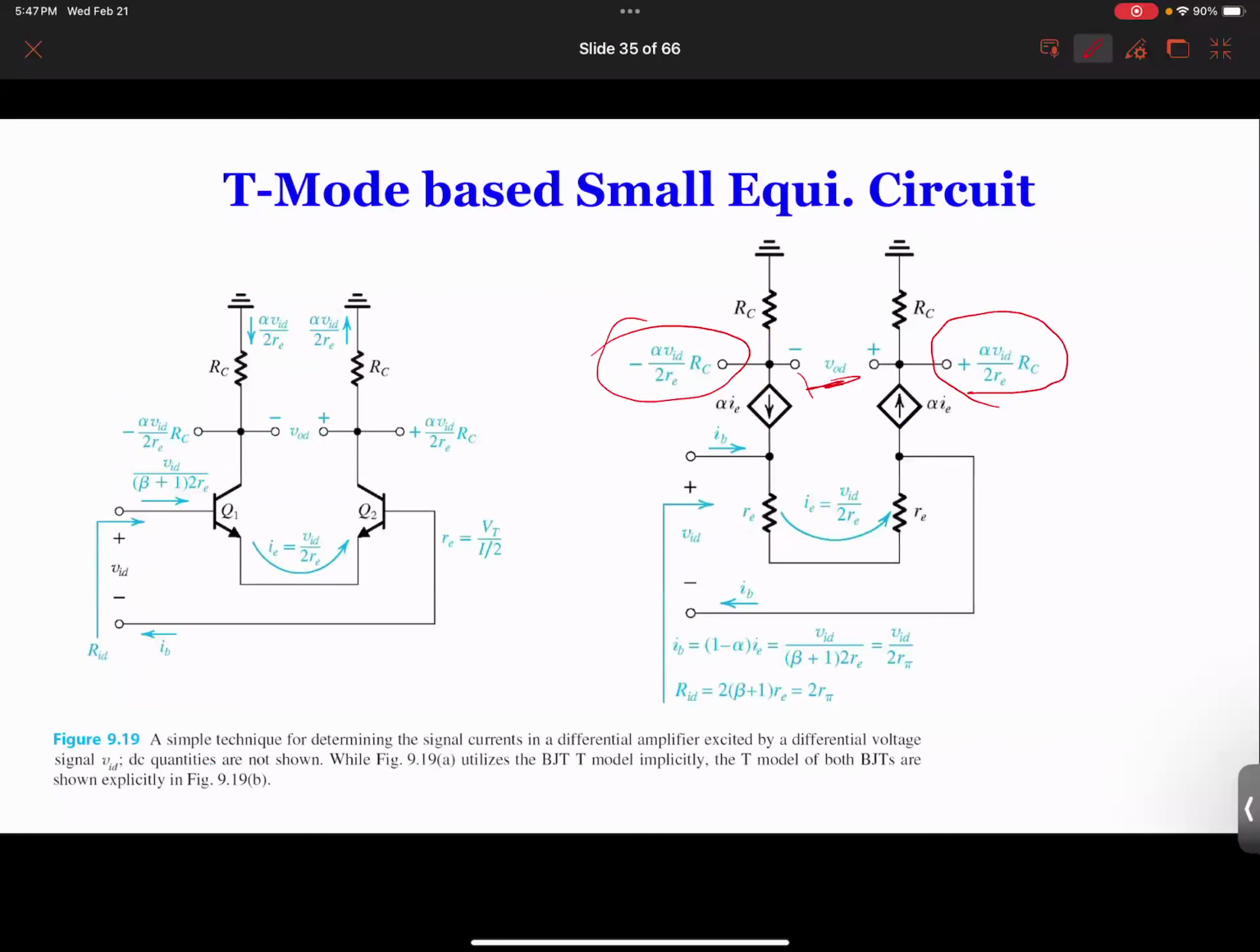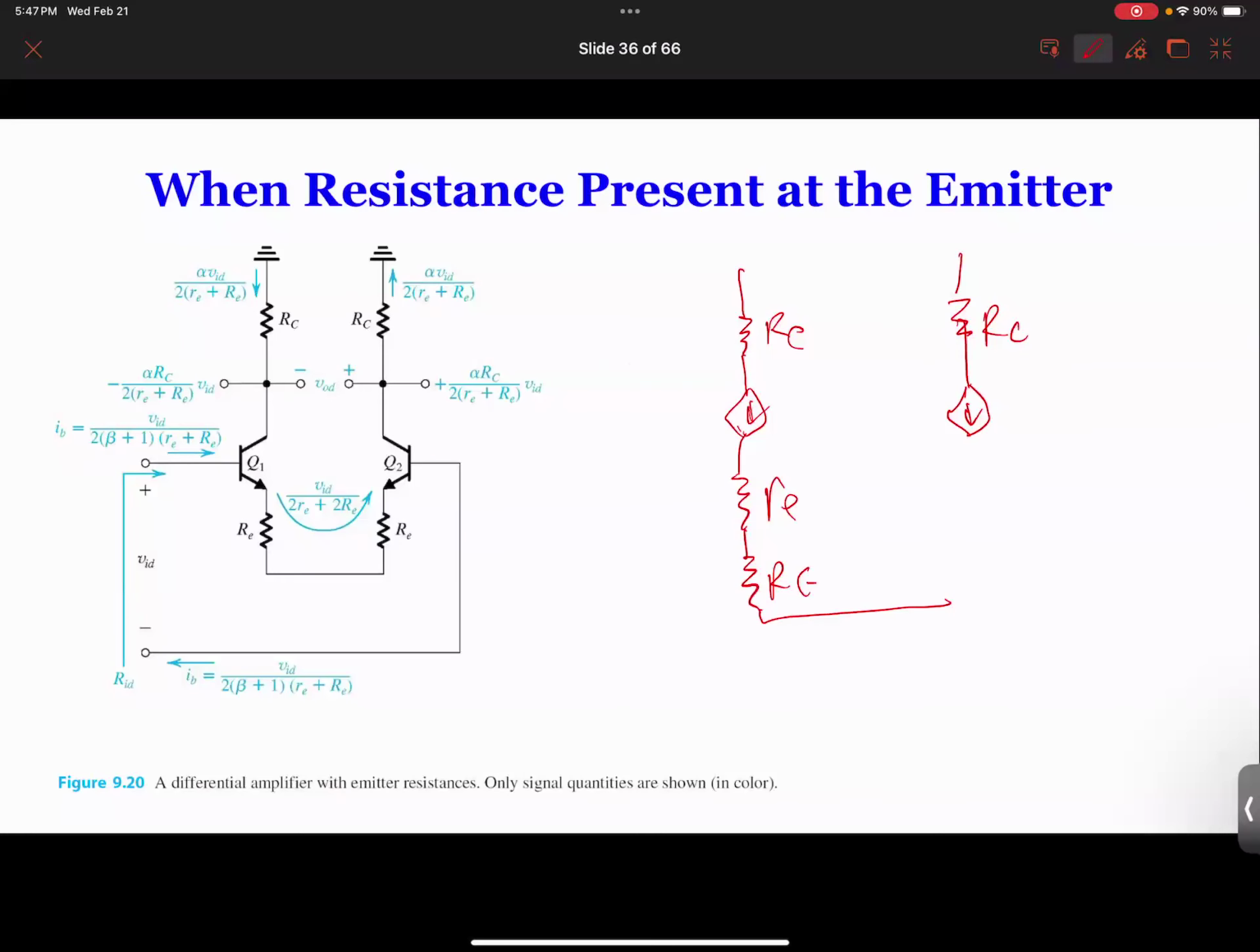I think they're going to be connected. Yeah. And your input is over here.